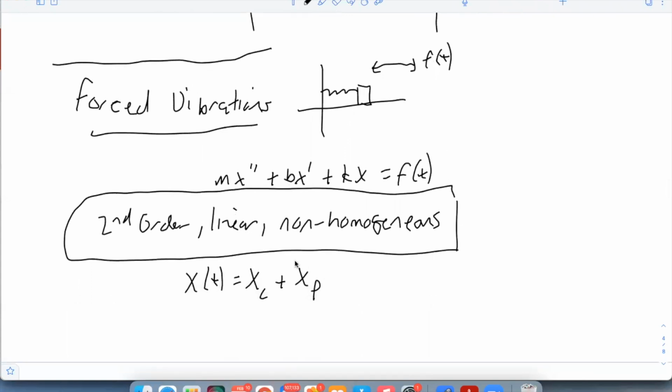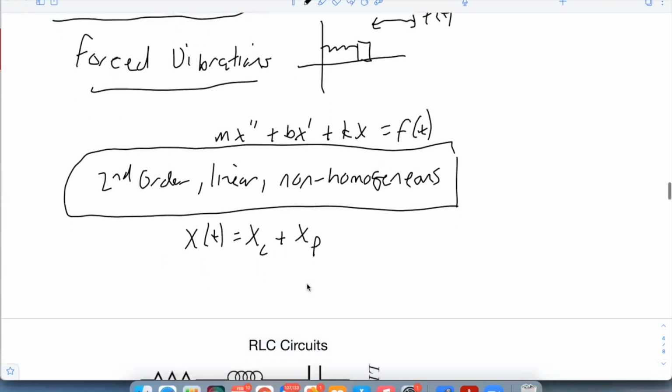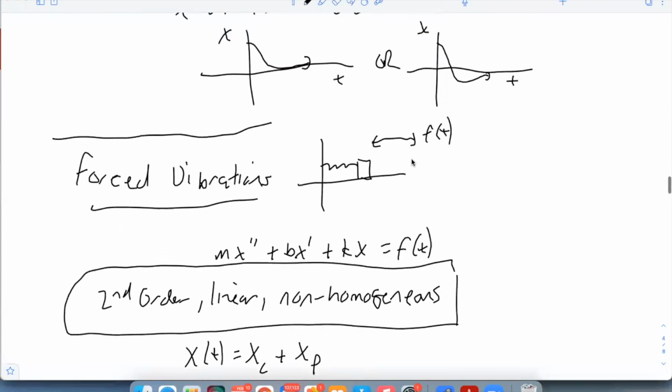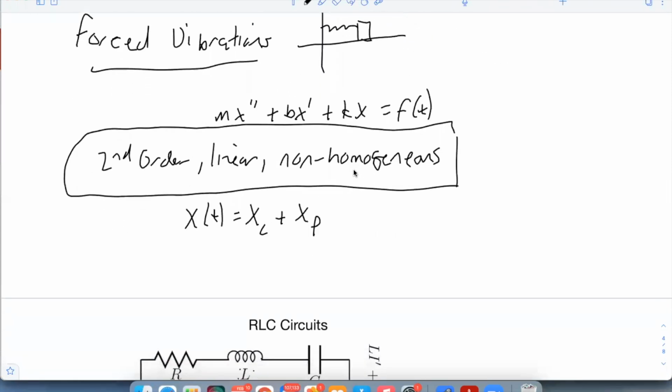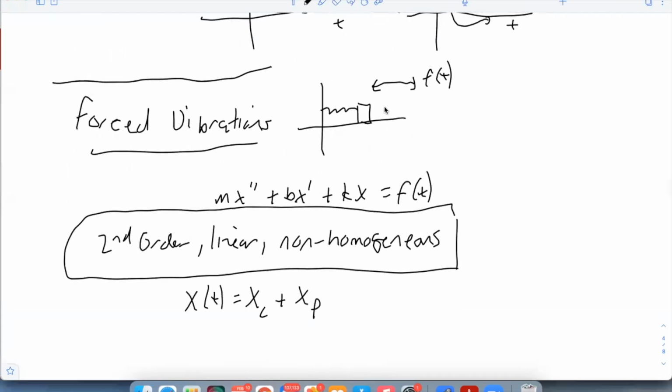Okay, so now we have a non-homogeneous DE. We would solve these like we do all of them. Solve our homogeneous version, get our complementary function, take a guess at what we think our particular solution is. Then our general solution will be our complementary plus our particular. Okay, I'm going to do something similar to that in the RLC circuit, so I'm not going to do an example with springs.